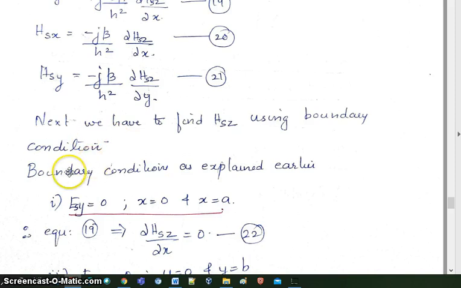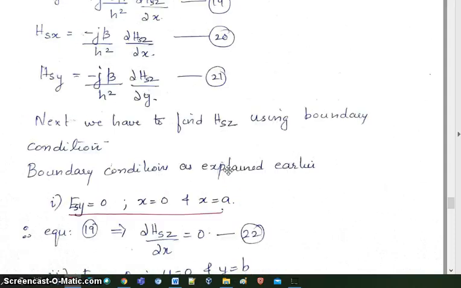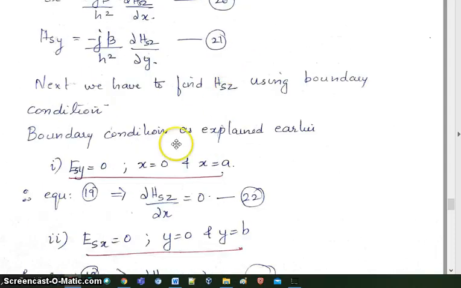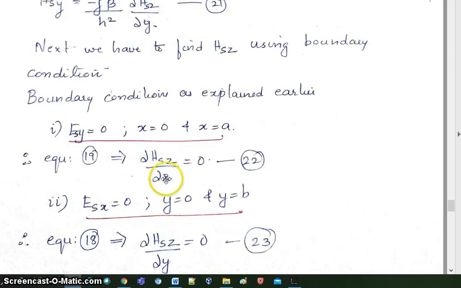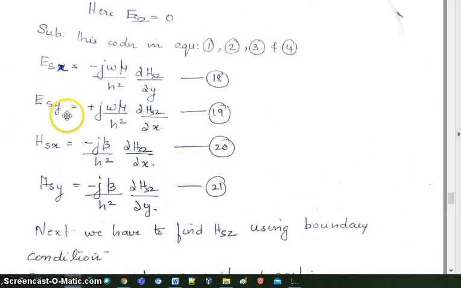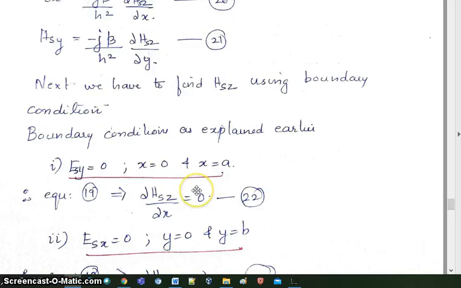So as explained earlier, the boundary condition is Esy equal to 0 at x equal to 0 and x equal to a. Okay, so I will substitute in equation 19. So what happens? Again we write dou Hz by dou x is equal to 0. This term will become equal to 0 when x is equal to 0 and x equal to a, right?